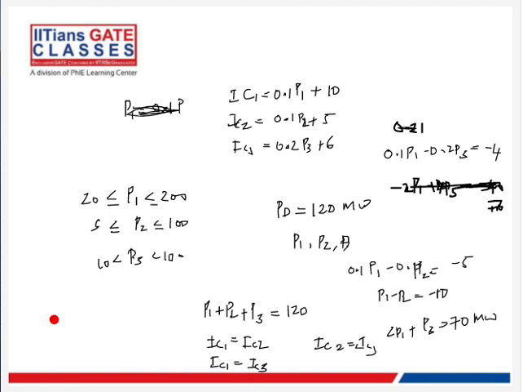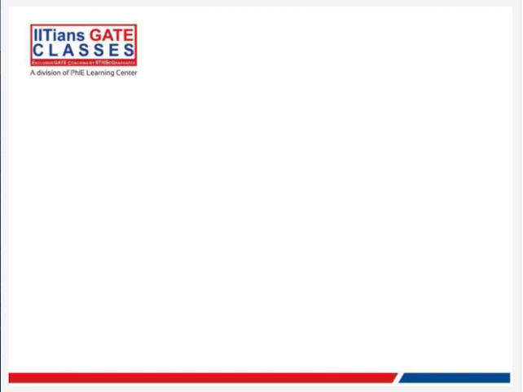So what is P1? P1 is 20. P2 is 70, P3 is 30, right? So let me do something here. Let me put the lower limit as 30 instead, right? So now we have come to the problem that P1 has to be 30, right? So then what we will do is we will fix P1 as 30 and we will do economic load dispatch with the other two.